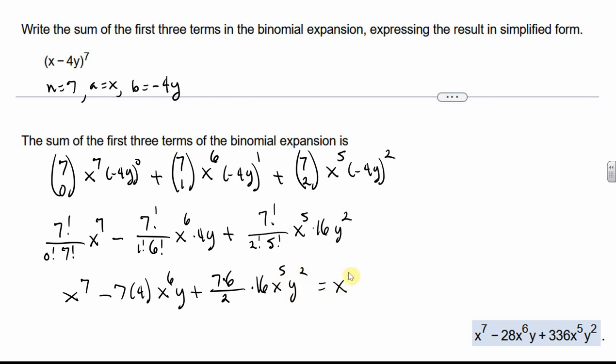So now let's see if we get the answer. This is x to the seventh minus 28 times x to the sixth times y. And then this is plus 21 times 16 times x to the fifth times y to the second. Okay. Is everybody good with that? Okay. Got it?